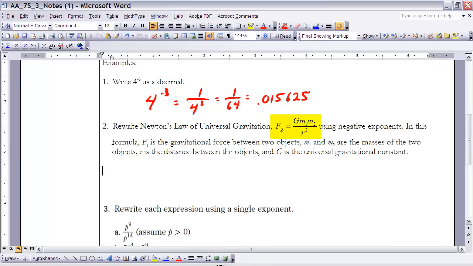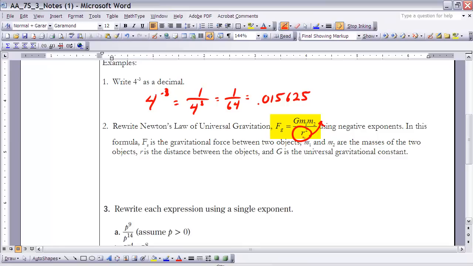Really, all of this stuff in terms of being able to write it with negative exponents is irrelevant. But what I'm going to do, so that I don't have a fraction, is get rid of this r squared on the bottom. I want to bring it up to the top, and the way that I'm going to do that is by using the same idea about that negative exponent.